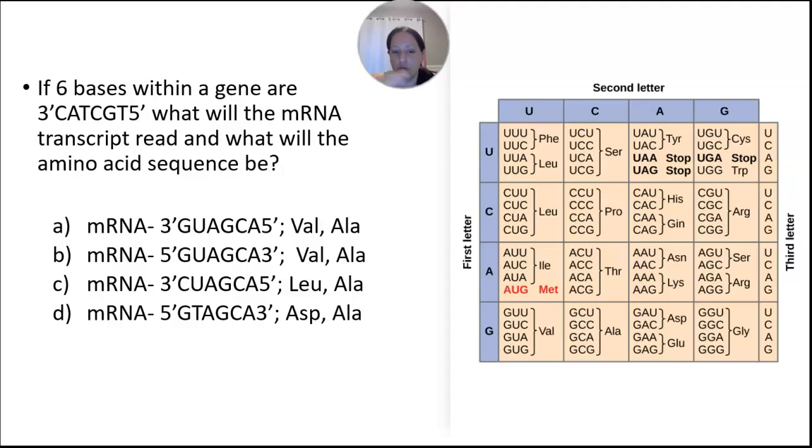Okay, so here's using this table, just making sure we understand this. This is something that you'll have to do in lab. If 6 bases within a gene are these, what will the mRNA transcript read, and what will be the amino acid sequence? I've got to write this down. I'll give you a minute to look this up.